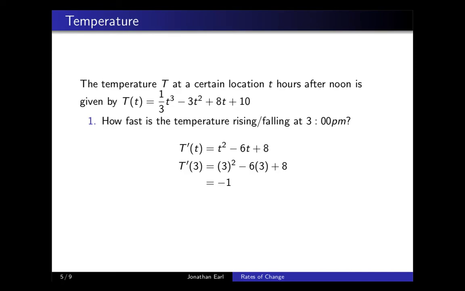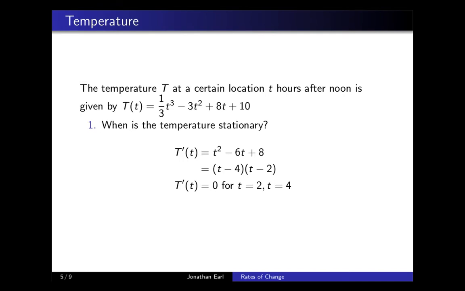Here we're going to have the same kind of derivative, just now evaluated at t equals 3. And when we do that, we get 3 squared minus 6 times 3 plus 8, which is minus 1. So what it says is that our temperature is falling at a rate of 1 degree per hour.